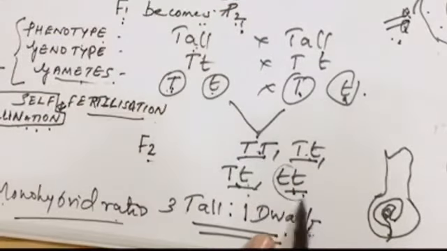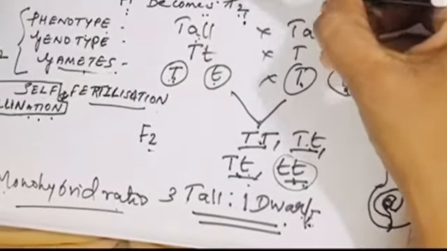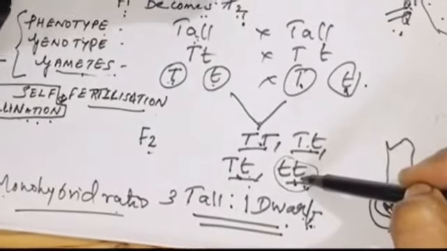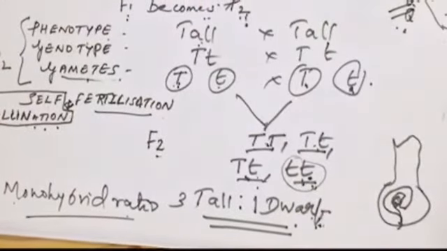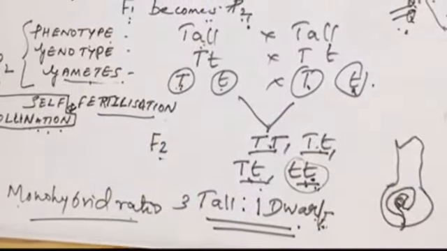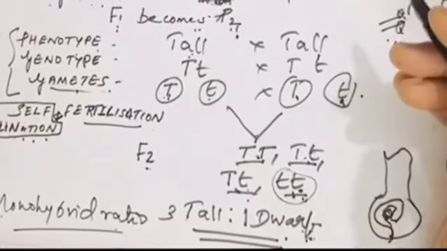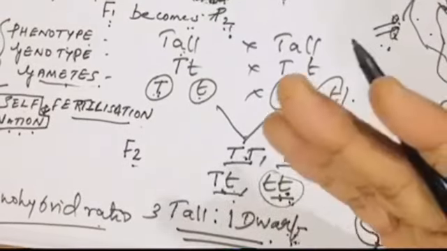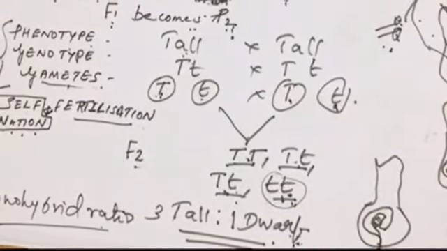So dwarfness came from the F1 generation only. That is, this small t is reappearing in F2. It was hidden in F1. So he proved that the traits cannot be lost. They can be in the dominant form or in the recessive form. So let us discuss the rules framed by the scientist Gregor Johann Mendel next.